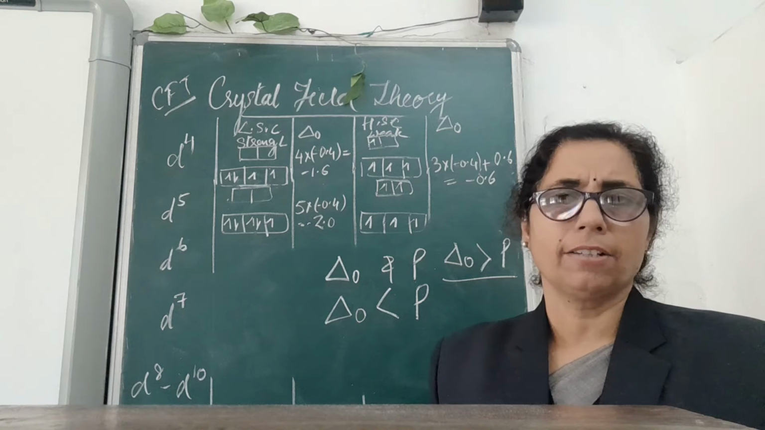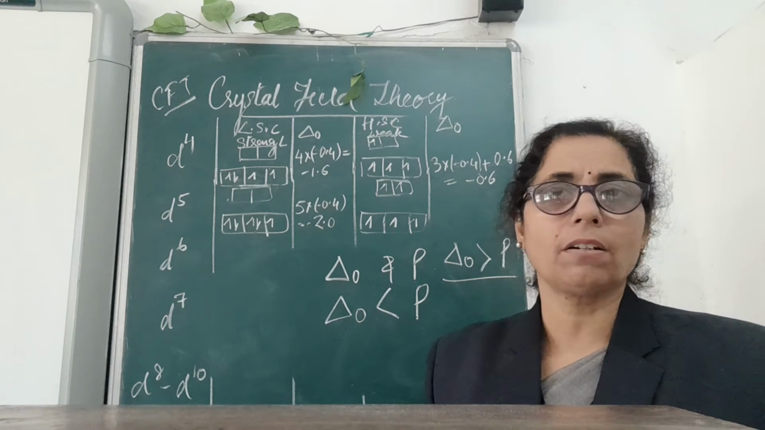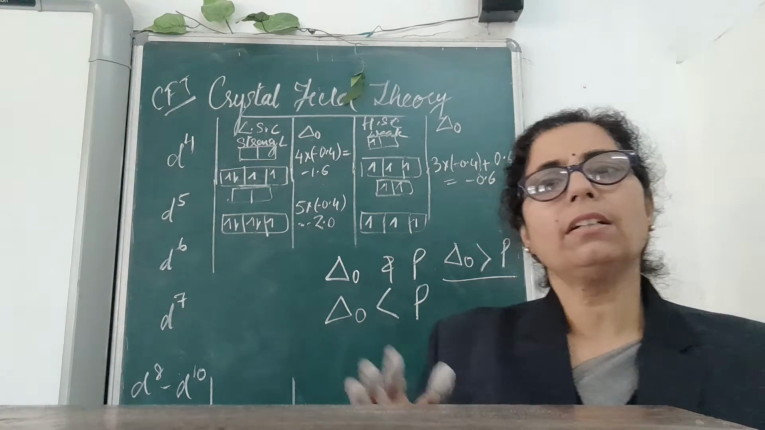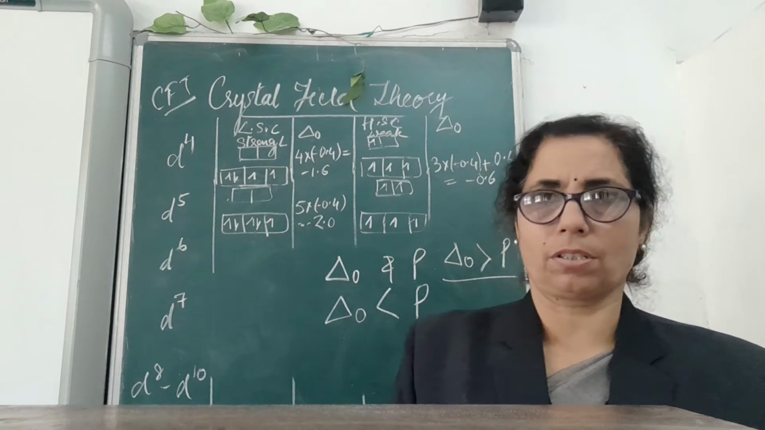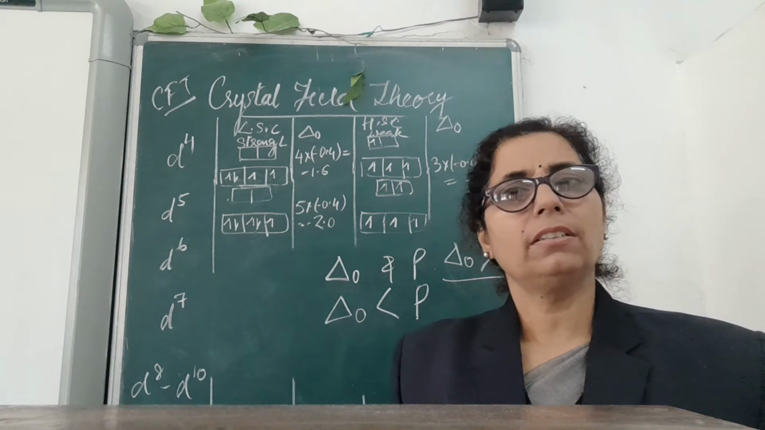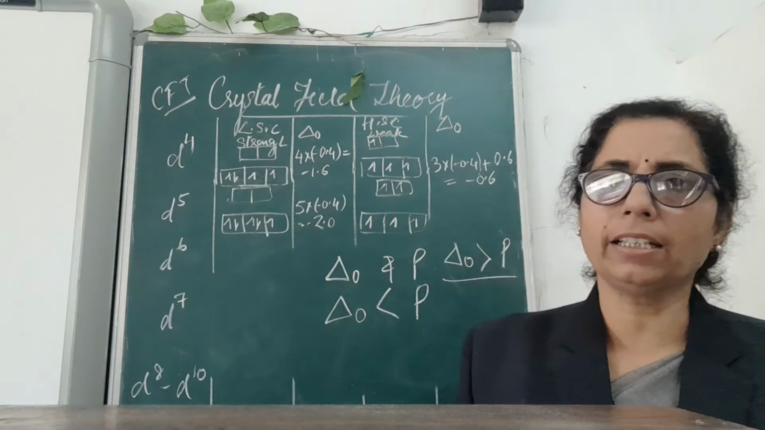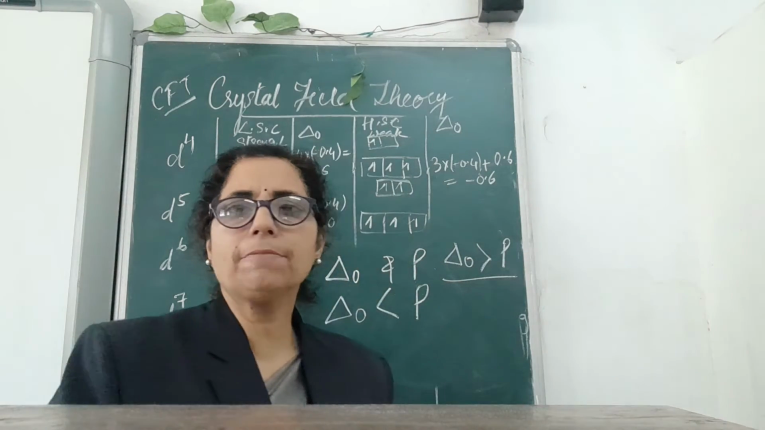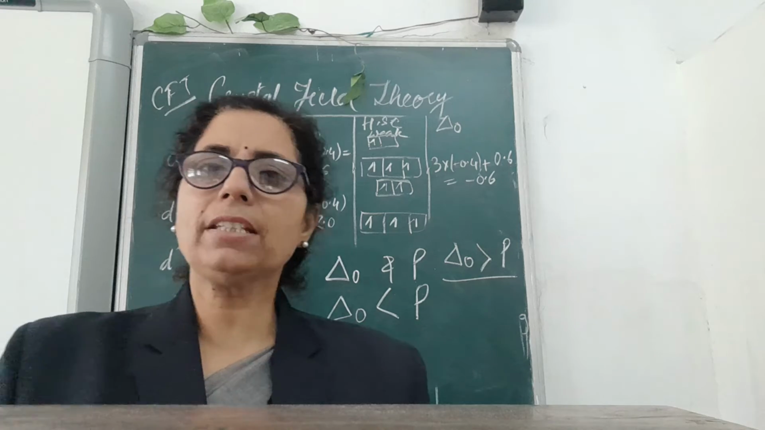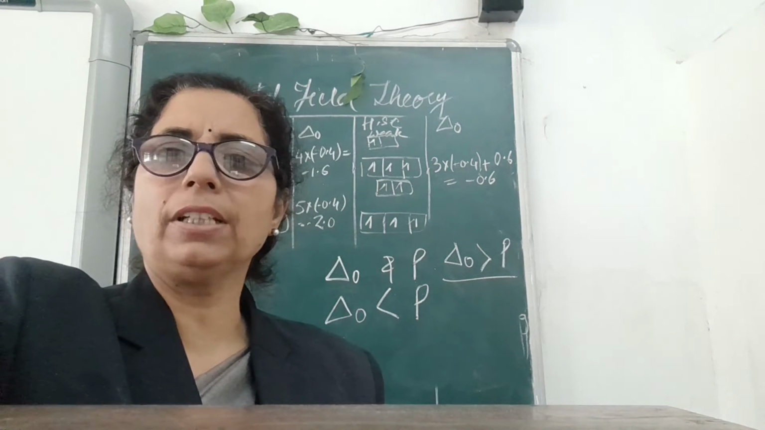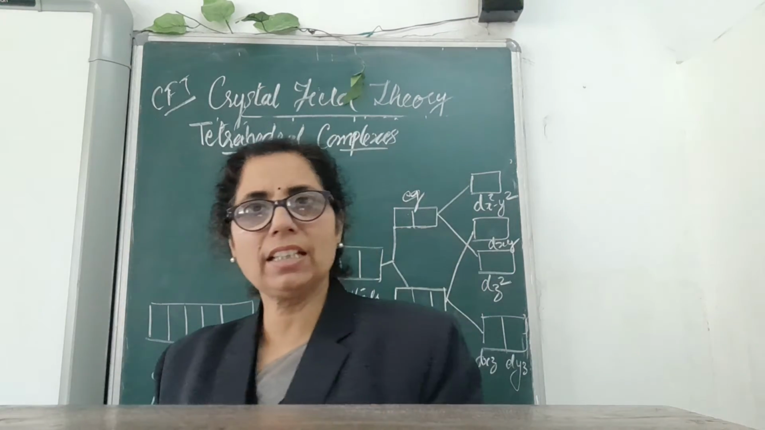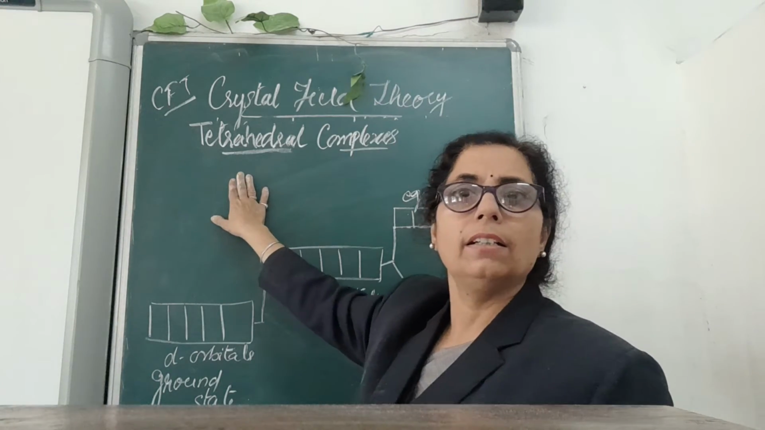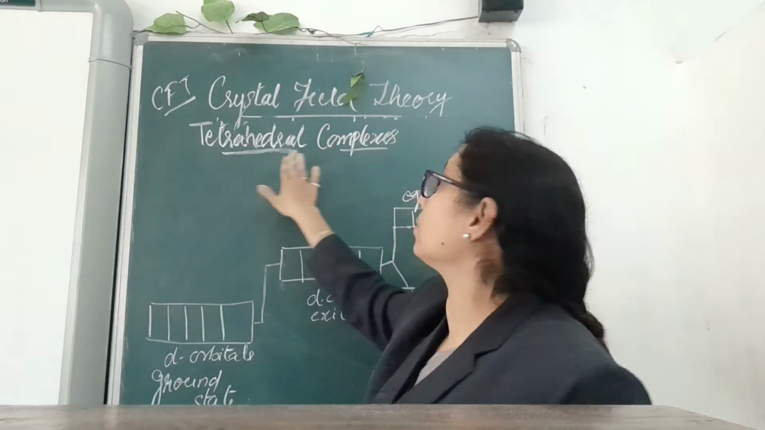That only decides whether the electron has to pair or move up to the upper energy level, and thereby whether an unpaired electron is available or not. That decides whether the compound is magnetic in behavior. So these two concepts, which were not explained by valence bond theory, were made clear very well by crystal field theory. Now children, we will see how crystal field theory is applied to tetrahedral complexes.